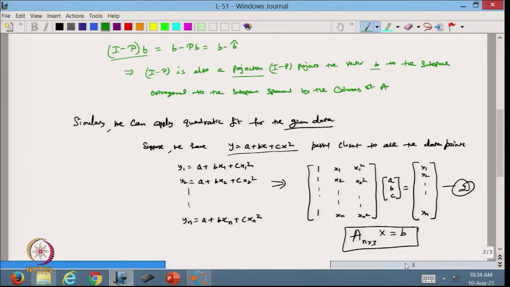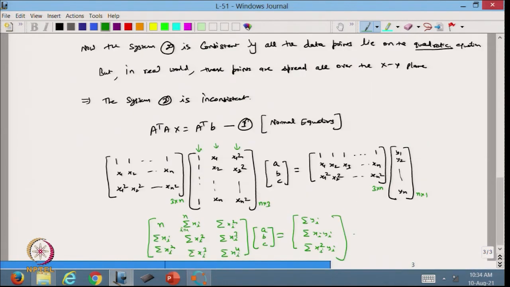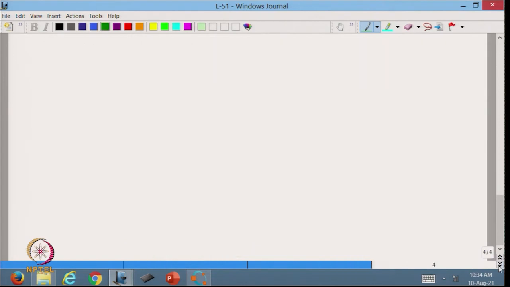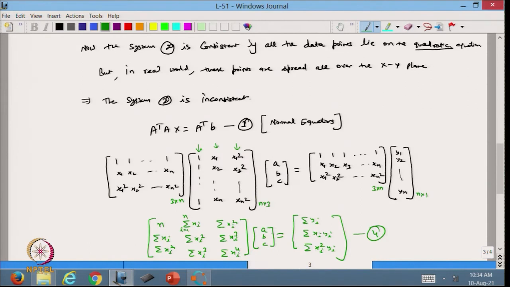This equation 2, I can write this as equation number 4. So, if you see from here, then I can write from here, I multiply by this n, and you know that if you see from here, then this matrix is a symmetric matrix, this and this. This value is symmetric, this value is also symmetric.